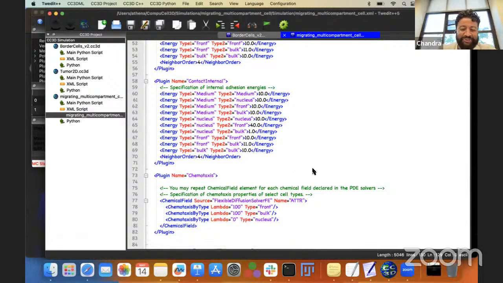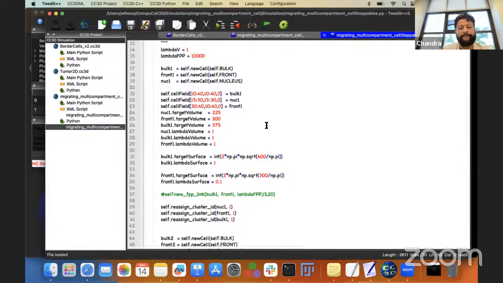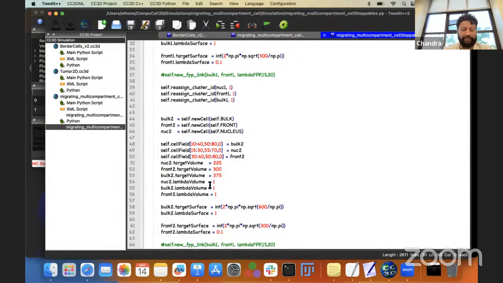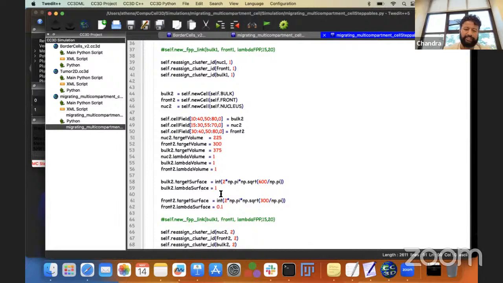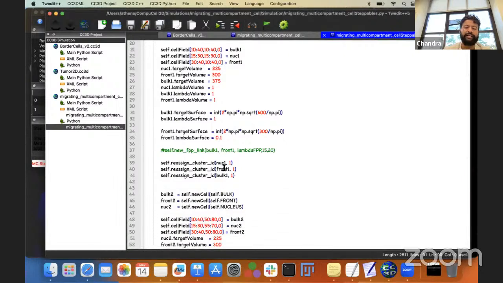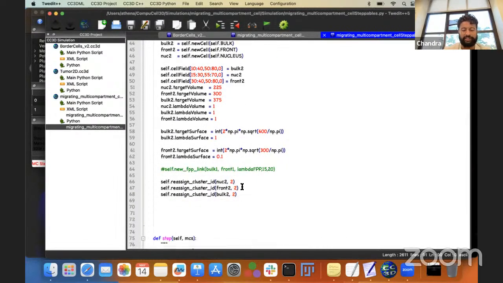This is the XML file that accompanies most of your simulations. And then there's also a Python file where you can tinker and do things. You define a cell by saying in this cell field, pixels from such and such are your bulk one, nucleus one, front one, because I'm making two cells. Similarly, you set your target volumes, your lambda volume, your target surface, lambda surface, all the quantities that I mentioned. Because this is a multi-compartment cell, you say this nucleus one, front one, bulk one are together part of the same cluster. So I give a cluster ID, which is the same for all of them, and similarly I give a cluster ID for the other cell.